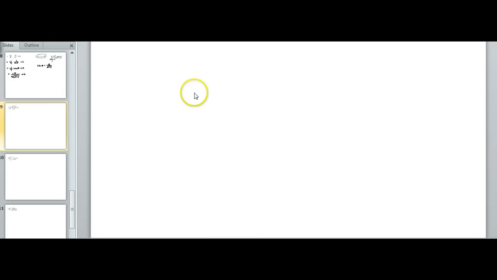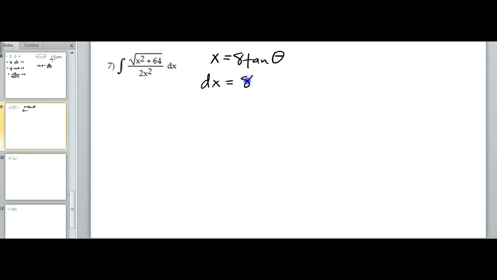Alright, so in this example, notice in the numerator we've got a squared variable plus something. So we're going to use the tangent, and the way we use the tangent is, again, the square root of 64 is 8, so x equals 8 times the tangent of theta. That means that dx is going to be equal to 8 secant squared of theta. And it also means that if I divide both sides by 8, I get tangent of theta equals x over 8.